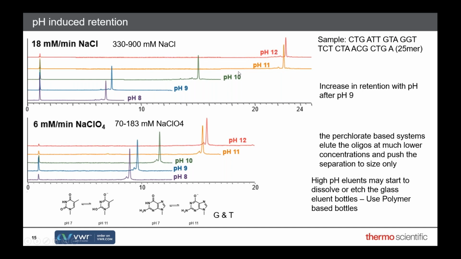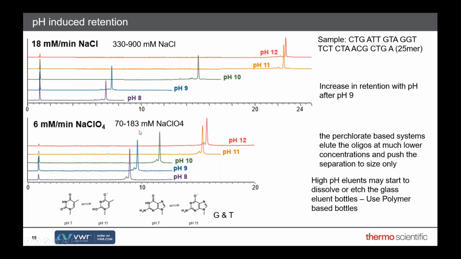Now, when you look at that pH, you're not going to do that in a silica HPLC column, but I will mention this later on. So this trigger will not be available to you if you're using a silica column. If you use perchlorate, the same thing happens because it's nothing to do with the eluent salt. This is a pH thing. So you get the same jump between 9 and 10 and 10 and 11.